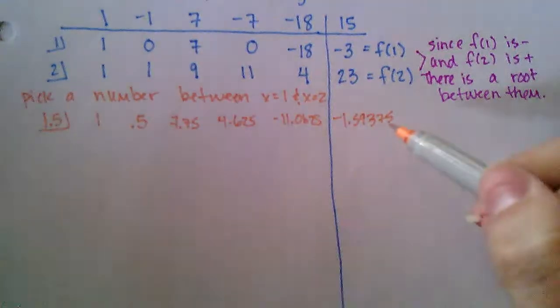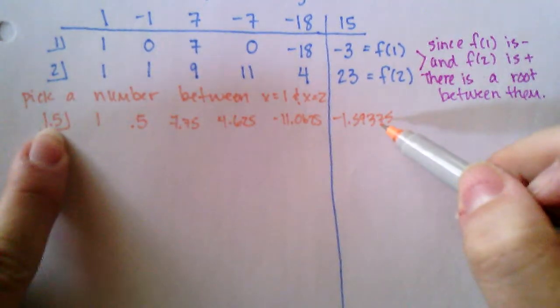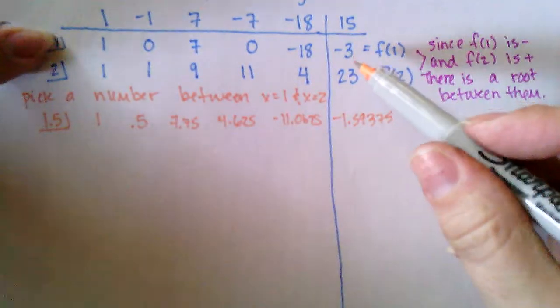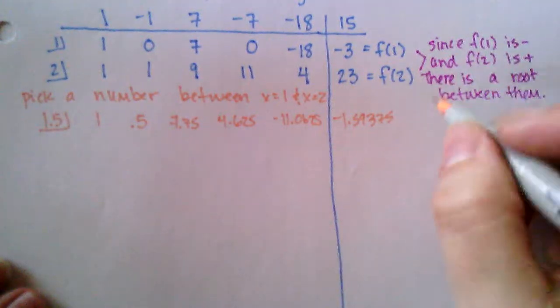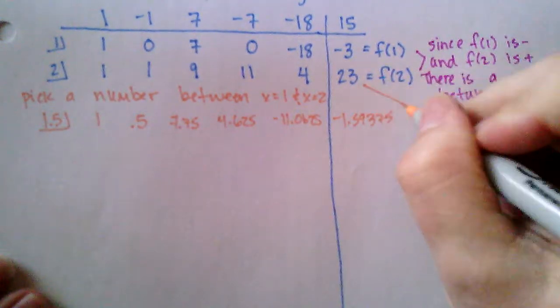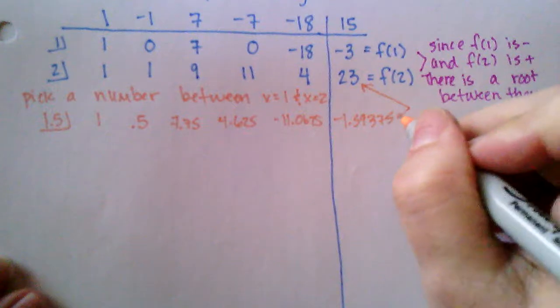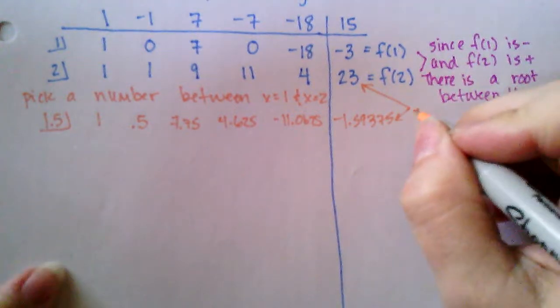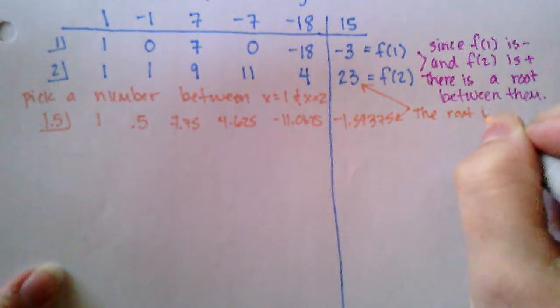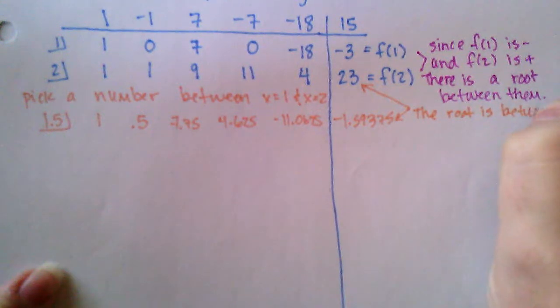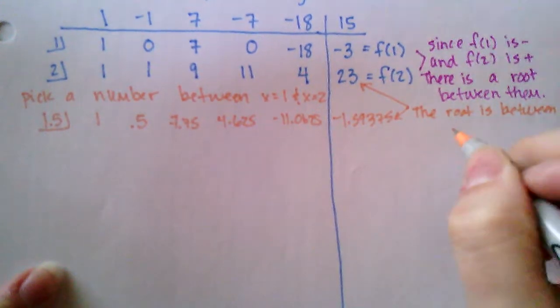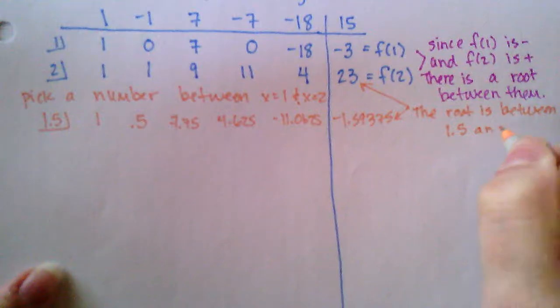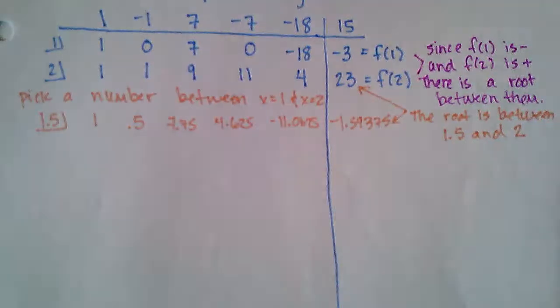Okay, now I want to know where my root is located. If you look, 1.5 is negative, 1 is also negative, but 2 is positive. So this is showing me that since f of 2 is positive and f of 1.5 is negative, now I know the root is between 1.5 and 2. So I pick a number that's in between 1.5 and 2.